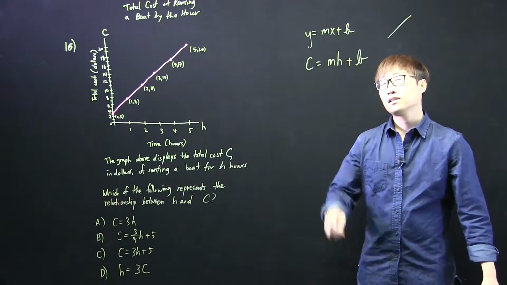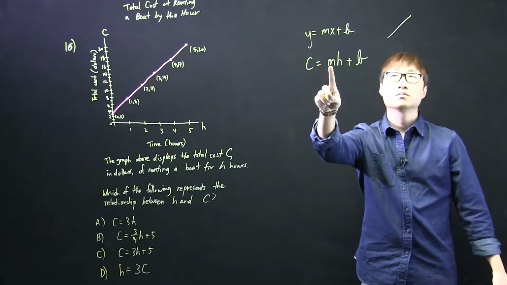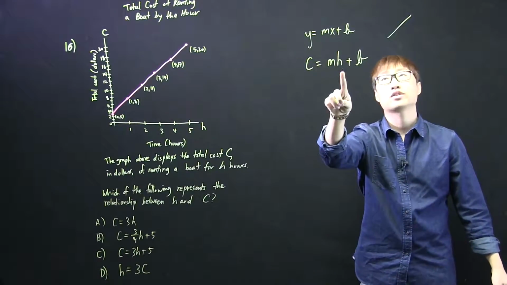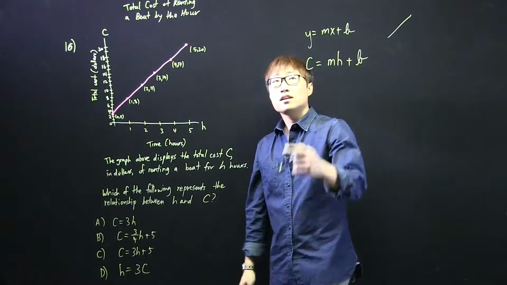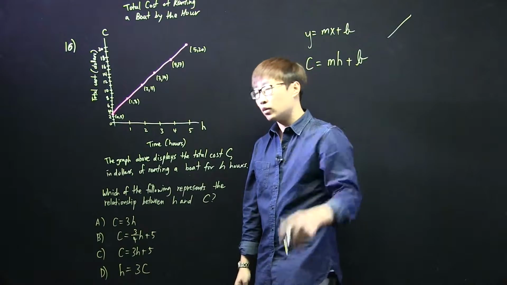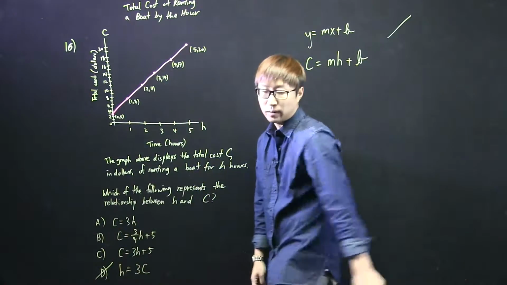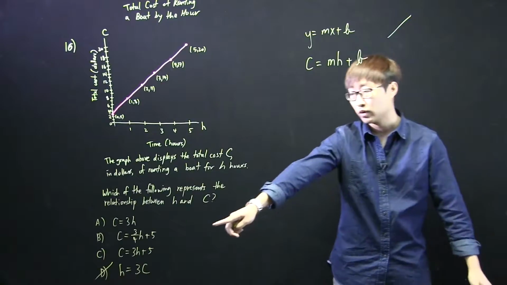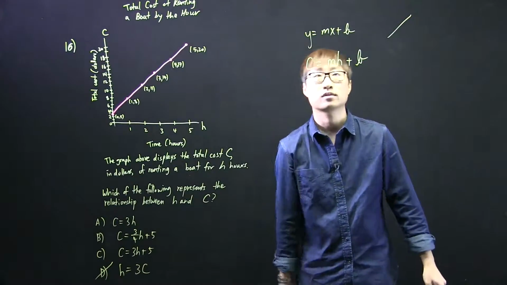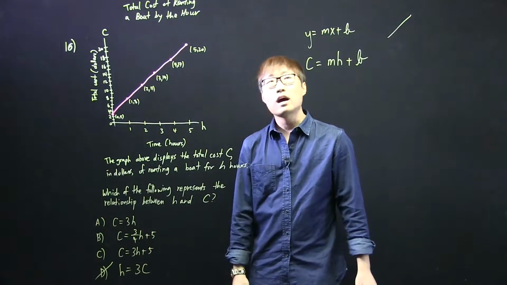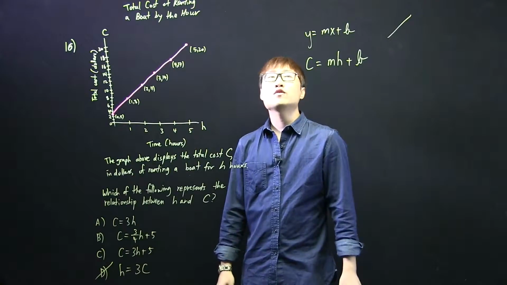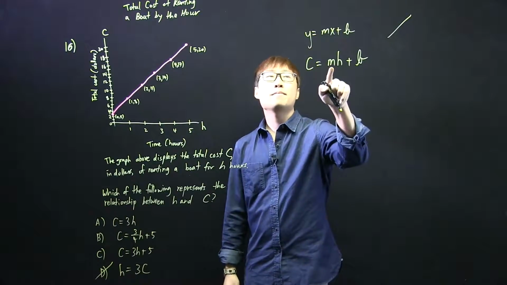You guys all see that? C is equal to slope, and instead of x, we have h, and then the y-intercept, right? We already have c is equal to something. We can go ahead and get rid of d right off the bat, because that's h is equal to something, and we're not going to have that, right? We're going to have c is equal to something. Okay? Now, we need to find out the m and the b.